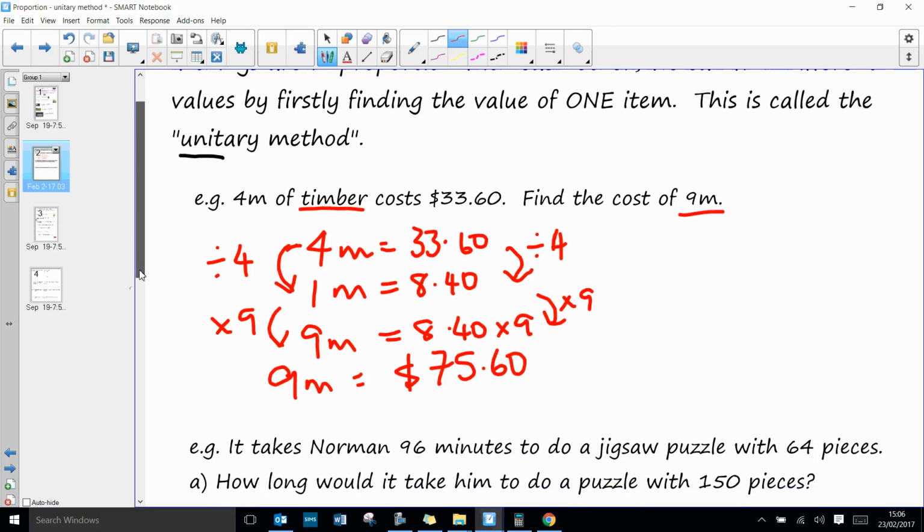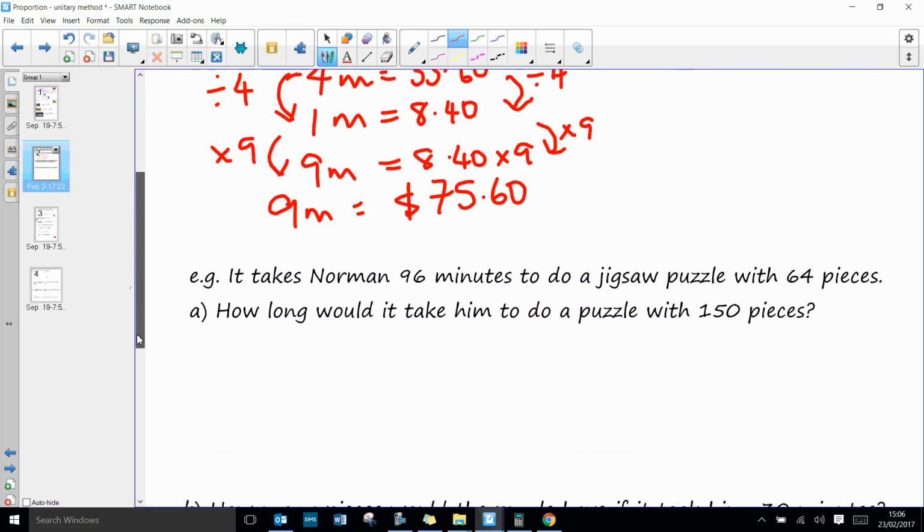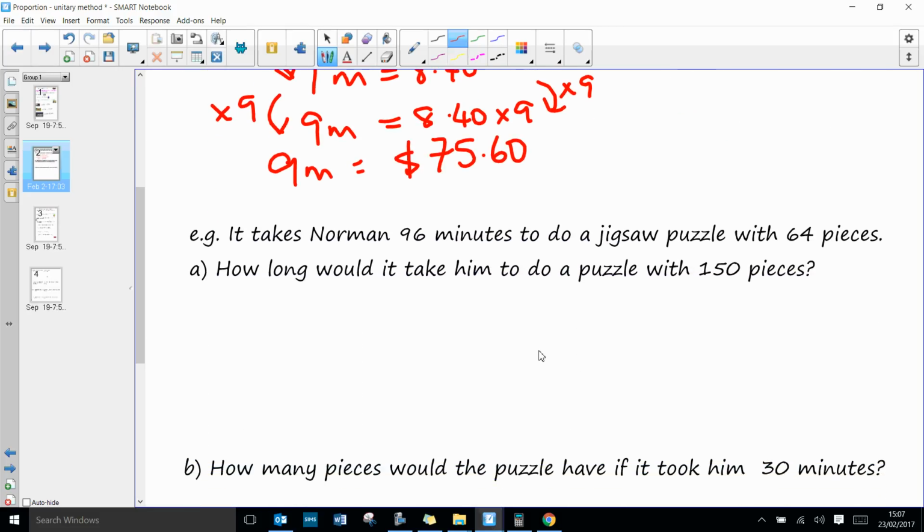It takes Norman 96 minutes to do a jigsaw puzzle with 64 pieces. How long would it take him to do a puzzle with 150 pieces? So again, we start with our original statement: 96 minutes, 64 pieces. It's always a good idea to double check what we're looking at. We want to know about a puzzle with 150 pieces.